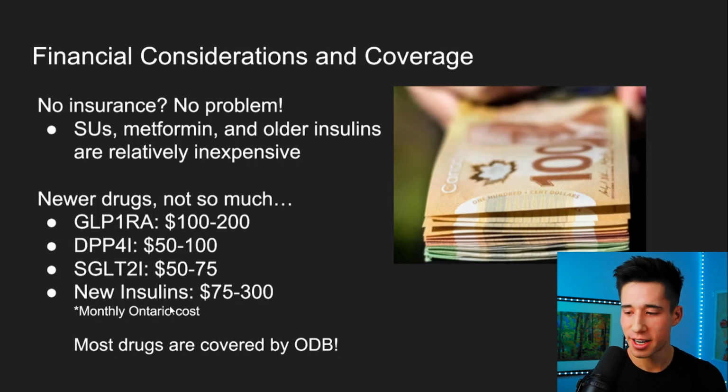And the costs that I have over here are the monthly estimated costs in Ontario. If you live in the States, just take this number, multiply it by 4, and add on the price of an antidepressant and some psychotherapy. And then that'll give you a better estimate of the true cost of these medications if you're in the States. Fortunately, most of these drugs are covered by the Ontario Drug Benefits.